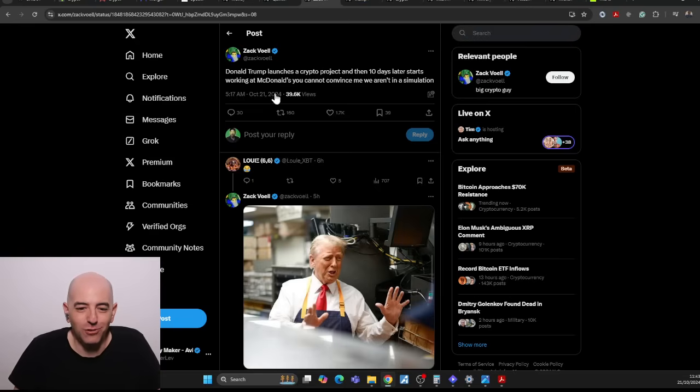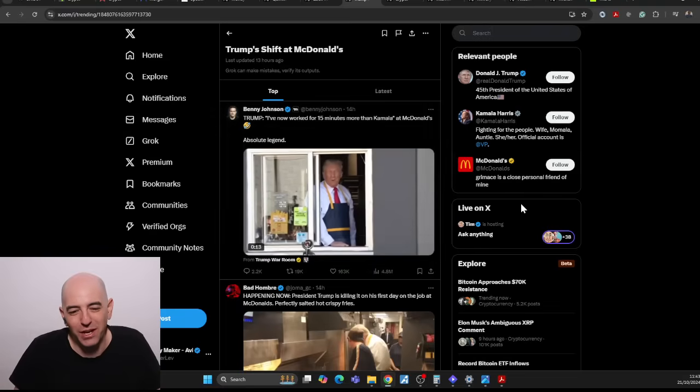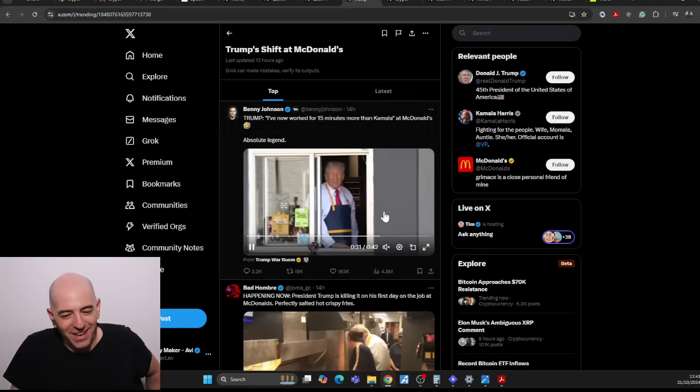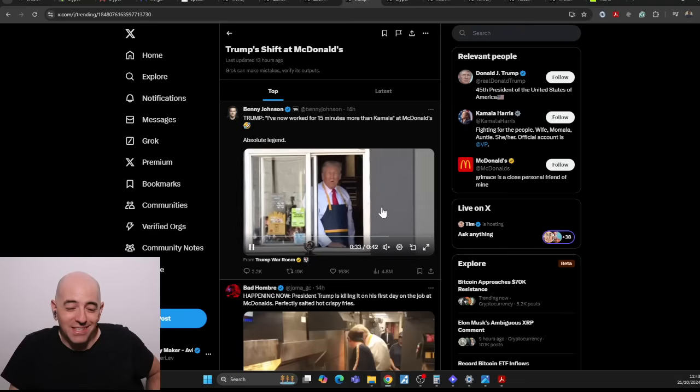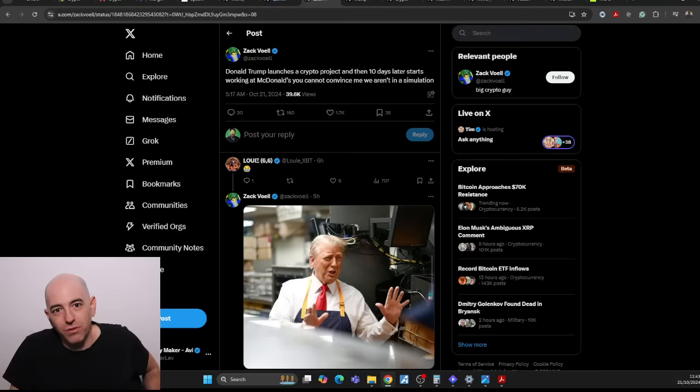We saw Donald Trump launching a crypto project, and 10 days later, he started working at McDonald's. You cannot convince me that we're not living in a simulation. And you saw here, he worked at the drive-through. It will be interesting to see if Donald actually wins the election, what happens with crypto.